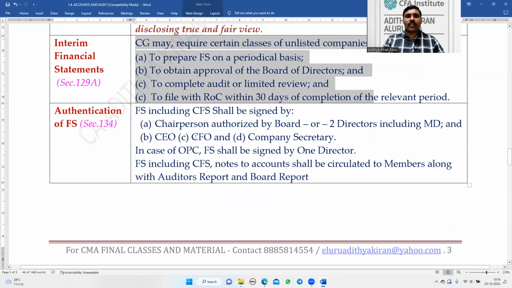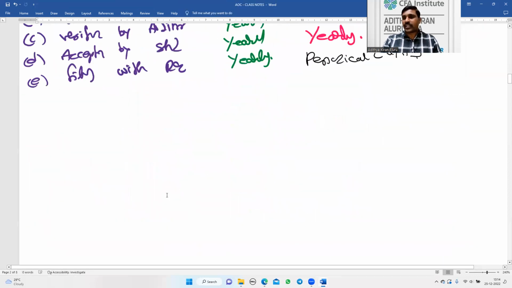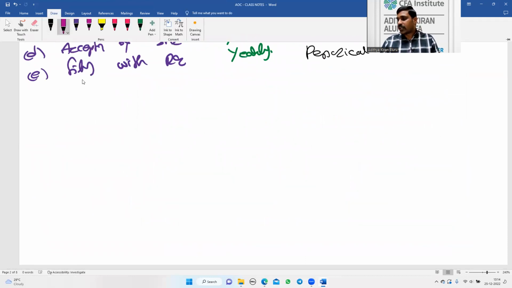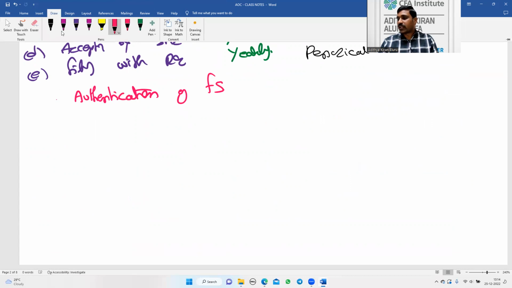Next, coming to authentication of financial statements, who has to sign on the financial statements? Authentication, or signing, of financial statements. So who has to sign on the financial statements?